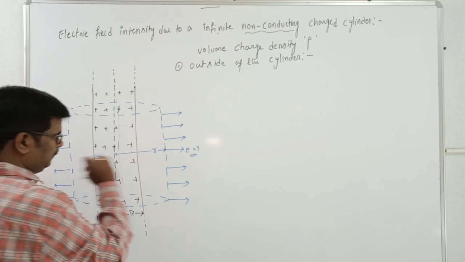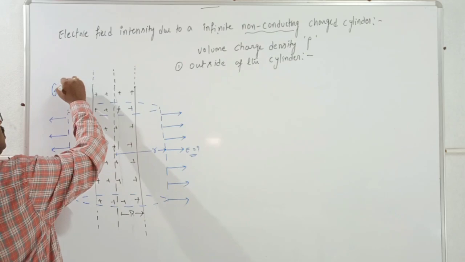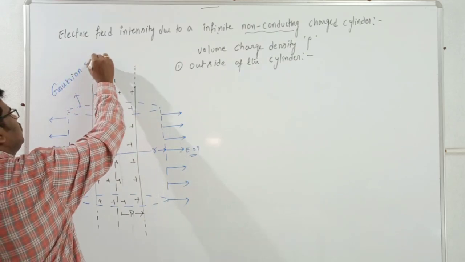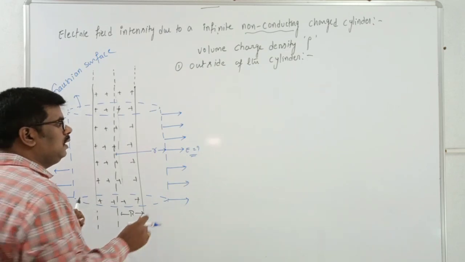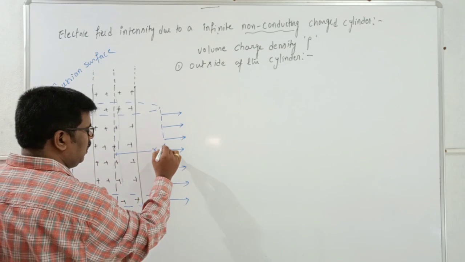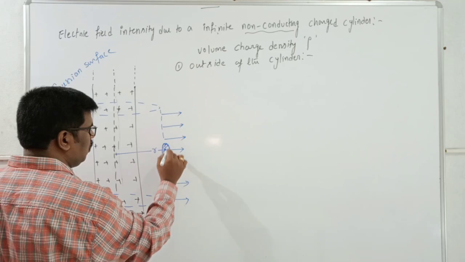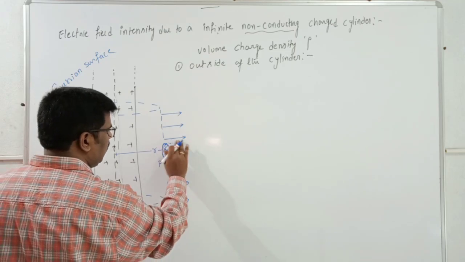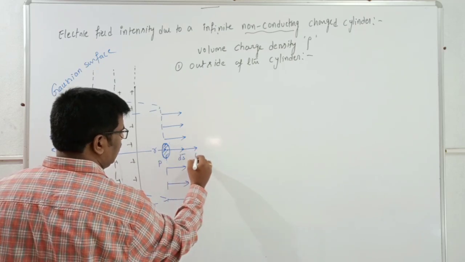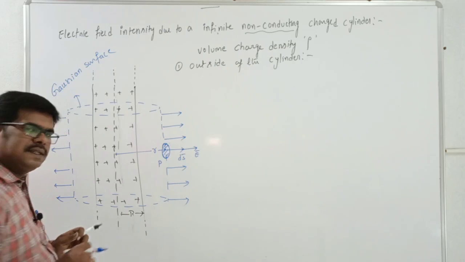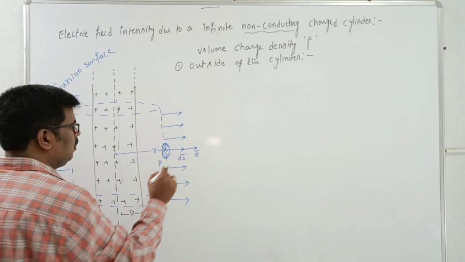Now, step 1, we constructed one Gaussian surface. This is over. Now we go to applying Gauss's law. Before that, we consider a small area dS where we want to find the electric field intensity at point P. The dS vector is normal to the surface, and the electric field intensity is radially outward, so both are along the same direction, which means theta equals 0.